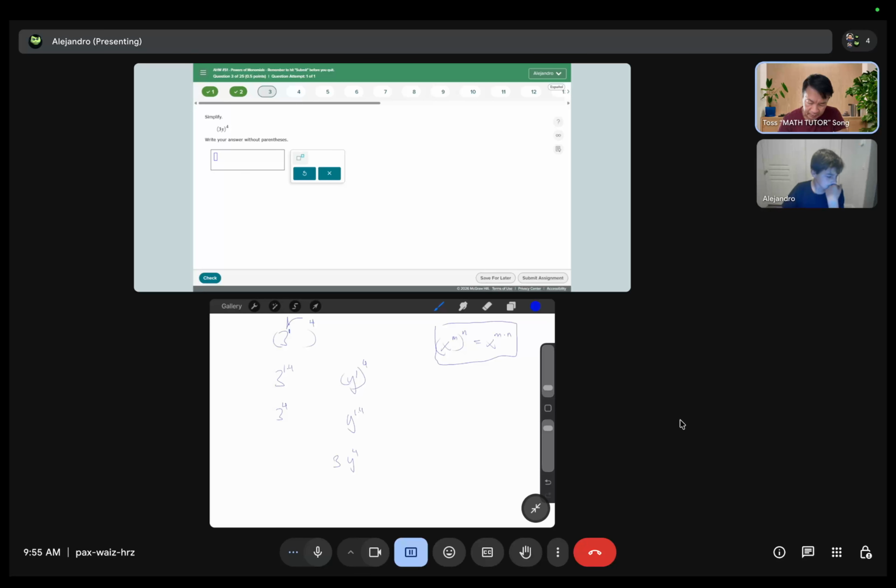Here's the work. This is what you should be doing next, and then simplify. Therefore, 3 times 3 times 3 times 3, what is that? 81 y to the 4th. Final answer.